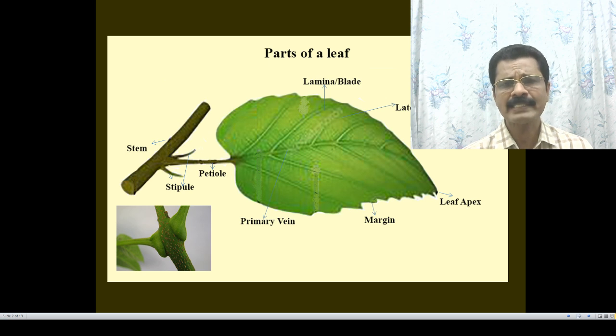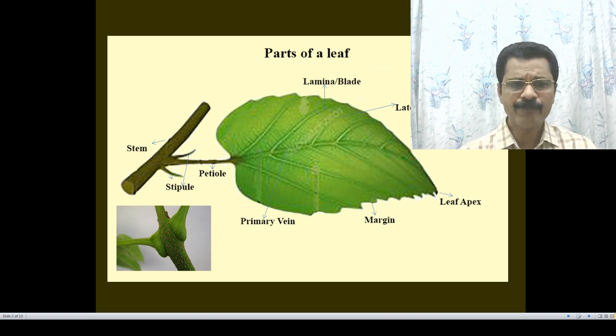As in the case of root and stem, leaves are of two types, dicotyledon and monocotyledon. Before we move on to various aspects of a leaf, you should know the parts of a leaf. A leaf has three parts: leaf base, a stalk or petiole, and a green expanded region called lamina.